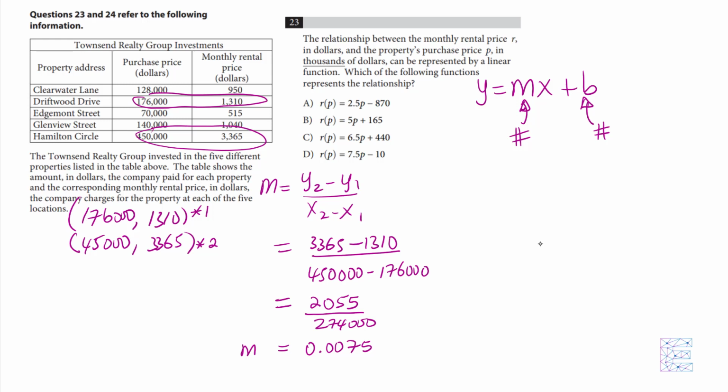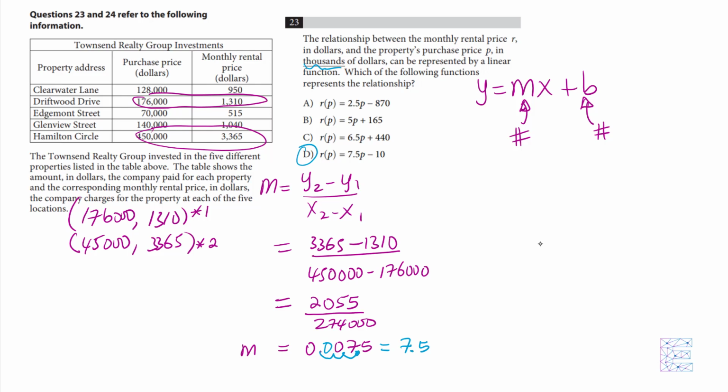So we can pause here for a minute and glance at the answers. And to your surprise, maybe you see that there is no 0.0075 on any of these slopes. This is 2.5, 5, 6.5, and 7.5. And the reason is we were told that the purchase price is in thousands of dollars, so we have to adjust for that. We have to move this decimal 3 places to the right because thousand has 3 zeros. So that is going to give us the slope of 7.5. With that said, the clear answer here is D because it's the only one that has 7.5 as slope. So we can stop there.